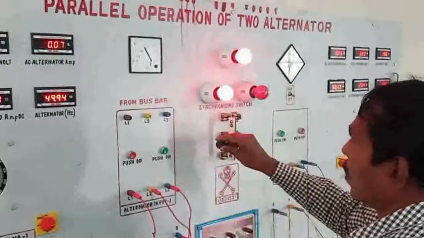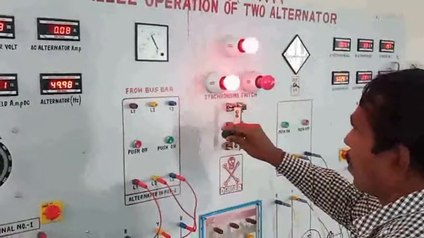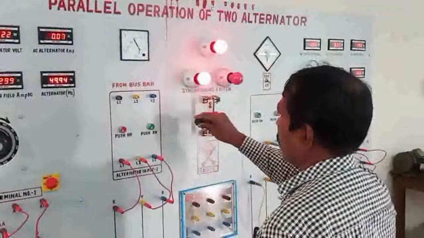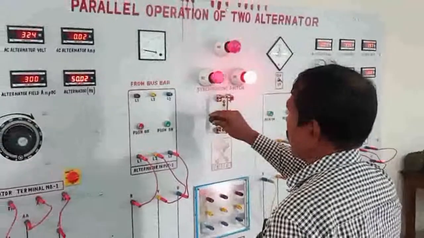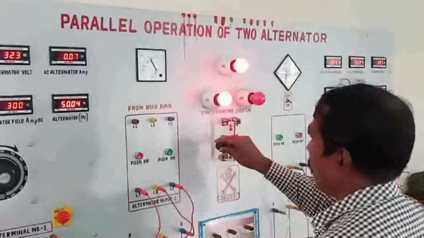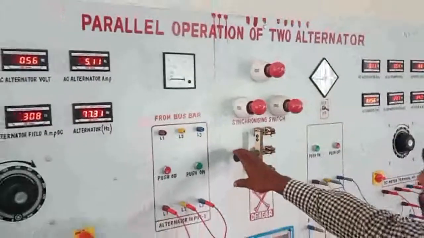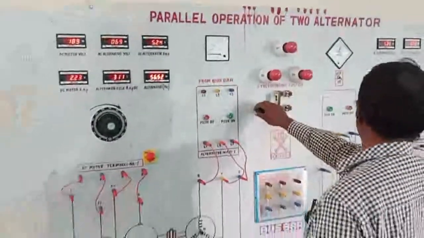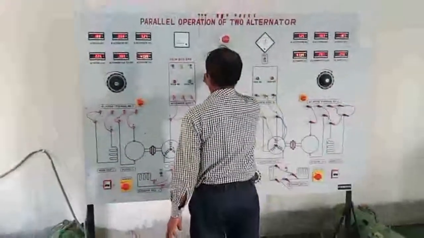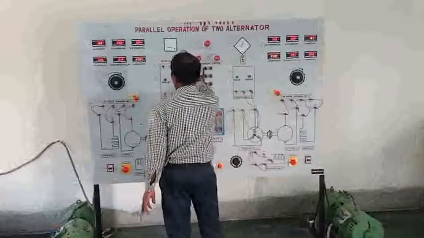So when the voltage is near about 0, at that time we have to synchronize. See, check very carefully. See, when the voltage is near 0, at that time Srivas sir is going to synchronize these two alternators. Very carefully check. See now, yes, the two alternators are now synchronized. See, from the sound you can understand how this is working.